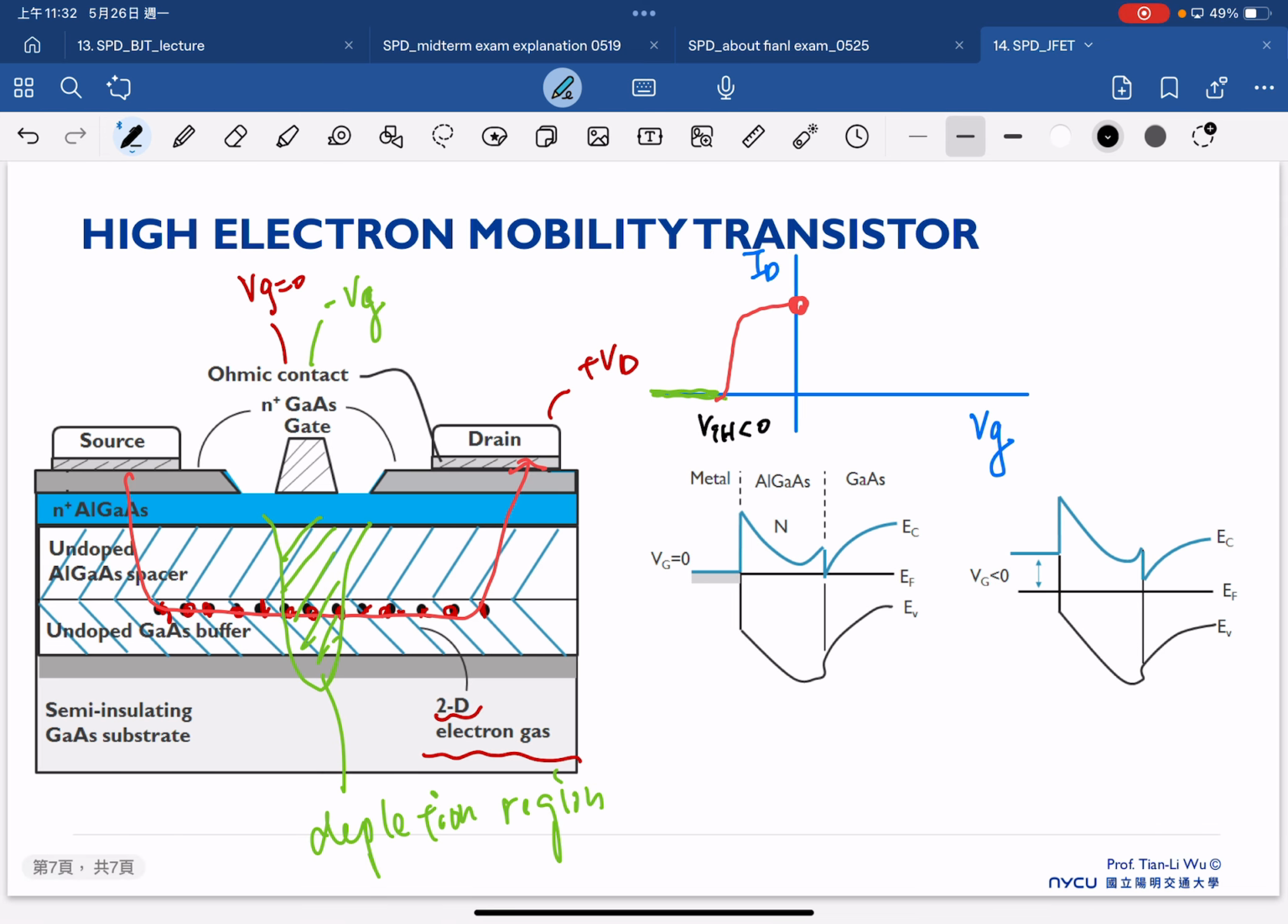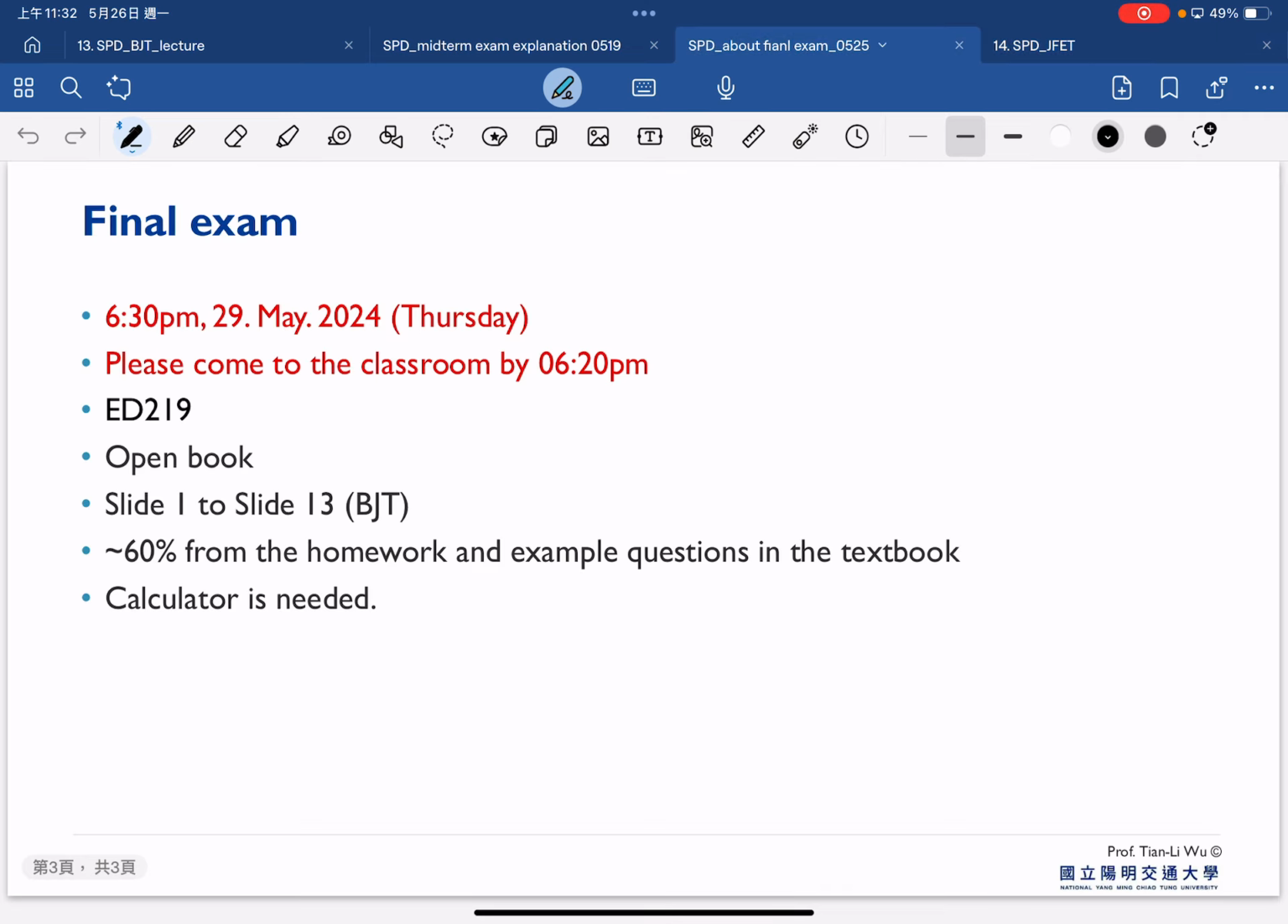So in here, we just quickly overview the JFET, and then we won't talk too much detail because there are already lots of things for everyone to study. So let's talk a little bit more about the final exam.